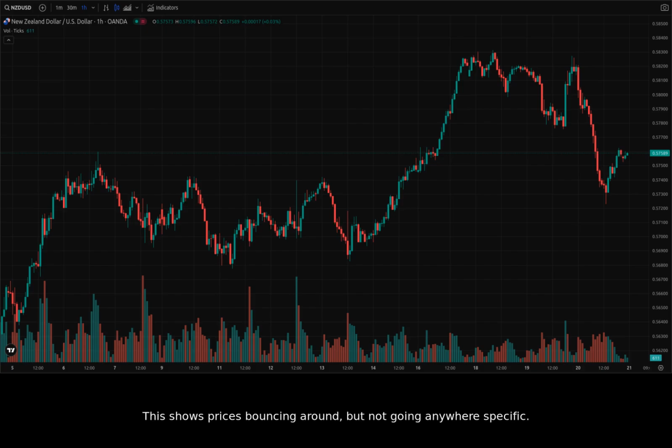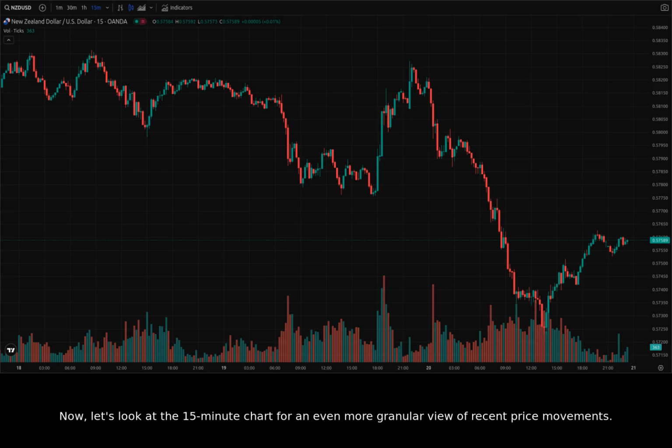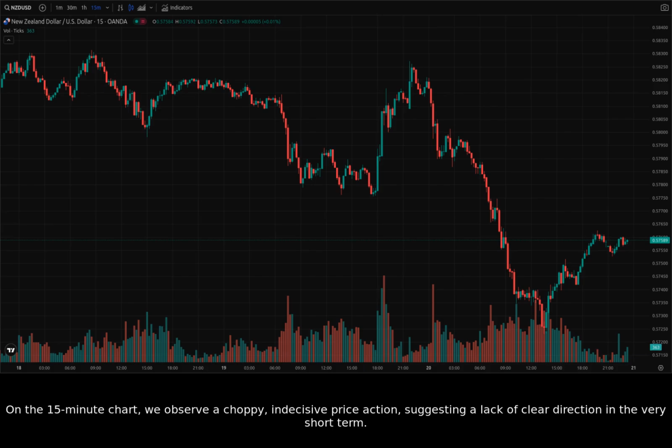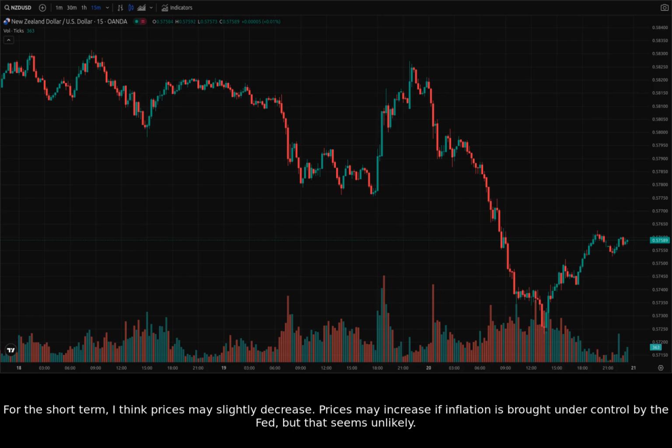This shows prices bouncing around, but not going anywhere specific. On the 15-minute chart, we observe a choppy, indecisive price action, suggesting a lack of clear direction in the very short term. For the short term, I think prices may slightly decrease. Prices may increase if inflation is brought under control by the Fed, but that seems unlikely.